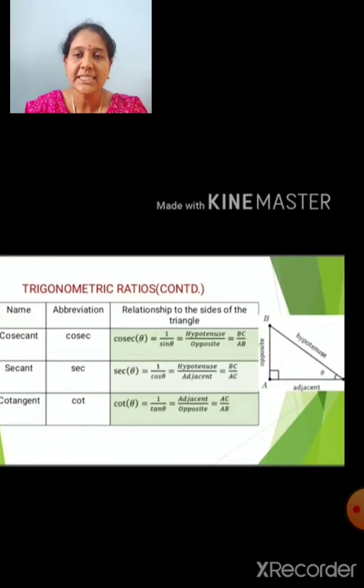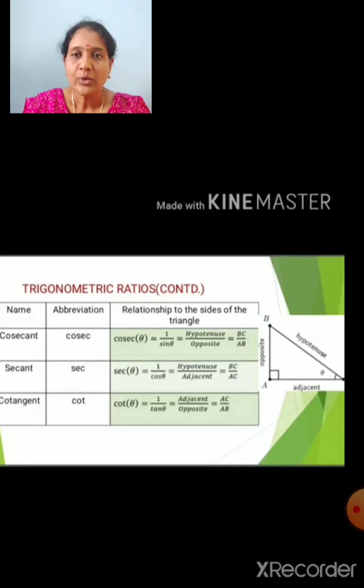to do the problems in exercise 1 and 2. So first you have to learn the formulas, that means the relationship to the sides of a triangle. First one is sin theta is equal to opposite side by hypotenuse, and cos theta is equal to adjacent side by hypotenuse. Tan theta is equal to opposite side by adjacent side. Coming to the reciprocals of the 3 basic trigonometric ratios. First one is cosecant theta, that is hypotenuse by opposite side. Secant theta is nothing but hypotenuse by adjacent side. Cot theta is equal to adjacent side by opposite side.